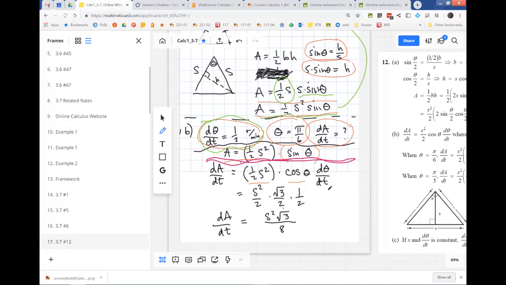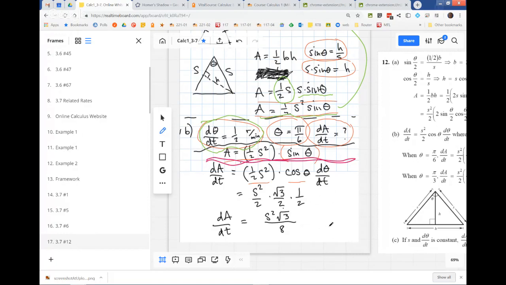So let's go through that again. We were supposed to use the equation from part A, which they asked us to prove, and we did. That's A equals 1/2 S squared times the sine of theta. On the left, dA dt. On the right, constant, 1/2 S squared. Derivative of sine theta is cosine theta. Chain rule, d theta dt. Then it's just a matter of substituting in theta is pi over 6. So the cosine of pi over 6 is square root of 3 over 2, and d theta dt is 1/2. And then just multiplying it out.